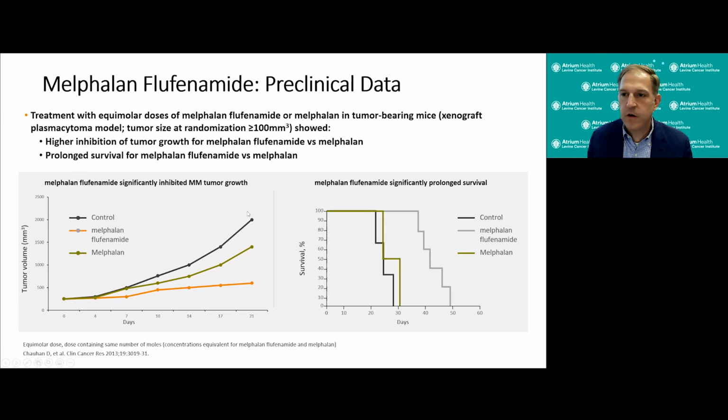So as those lines go up, that's myeloma tumor growth in those mice. And what you can see in the orange line here, the Melphalan Flufenamide treated mice actually had a slower growth of those myeloma tumors than those that were treated with just regular old melphalan at equal doses or placebo. And when you look at overall survival here on the right of the mice, those that were treated with Melphalan Flufenamide or melflufen lived longer.